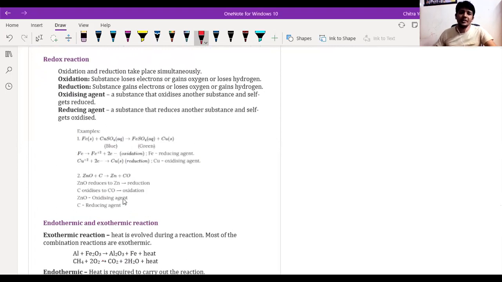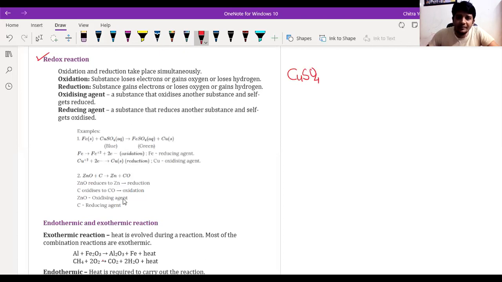So we have to understand one example, then we will discuss the redox reaction. When we started this chapter, we had discussed one chemical reaction. Maybe you are aware of it. So let's recall that reaction. In the reactant, we had taken copper sulfate, CuSO4. Do you remember the reaction?